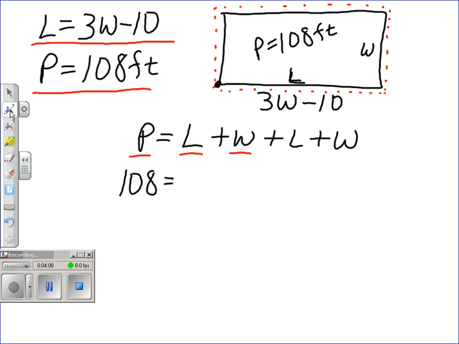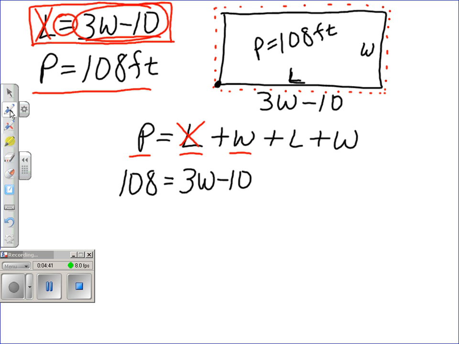We need to either write it all as L's or all as W's. So we go back up here to this information where they told us L is the same thing, that's what equals means. L is the same thing as 3W's minus 10. So what can I do with that information? That just means that I can take out the L and replace it with 3W minus 10. That's what I'm going to do. I'm going to take out the L and replace it with 3W minus 10. Okay? Now you can put that in parentheses if you want to, but since we're just adding, it doesn't really matter.